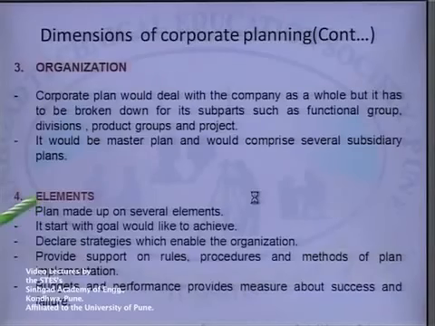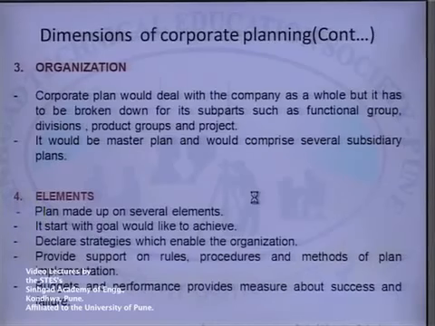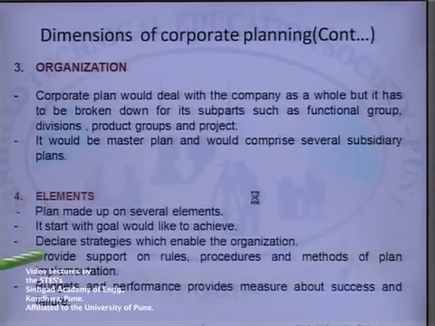The fourth dimension is elements. Here the plan is made up of several elements. It starts with a goal, what to achieve. The elements mean how you execute that plan. Here you start with a goal, then declare strategies to enable the organization, provide support with rules, procedures and methods of plan implementation, and finally budgets and performance provide the measures of success and failure. Using those elements you can execute your plan, and you can get the success or failure of that plan.